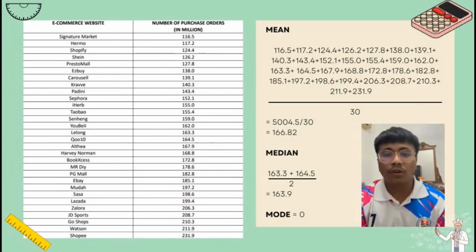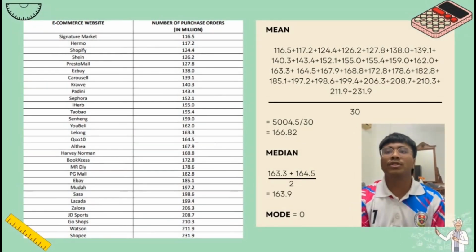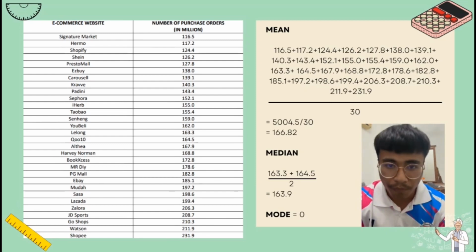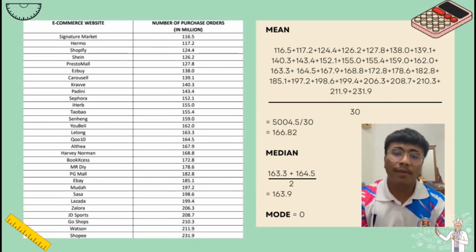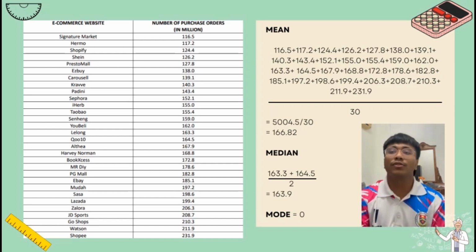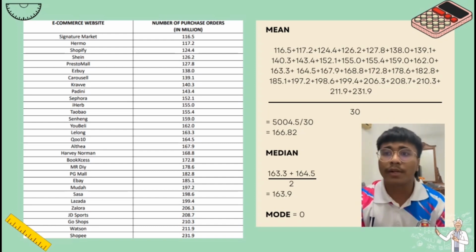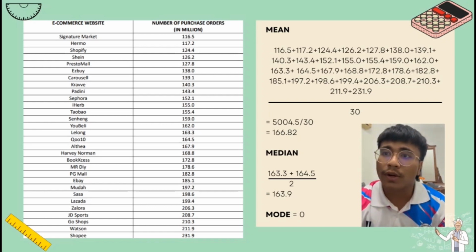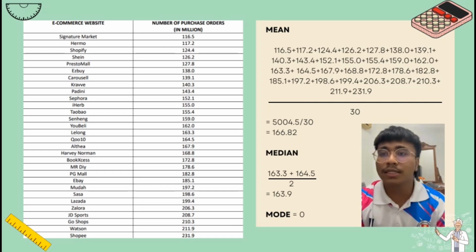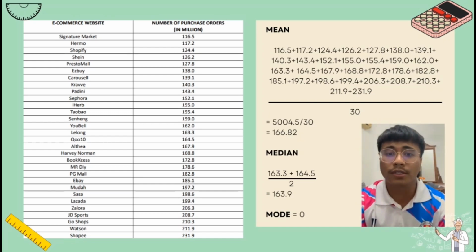Next, for the number of purchase orders, we also search for the same measures: mean, median and mode. The formula is the same but the answer is different. For the mean, same formula, divided by 30, we got 5004.5 divided by 30. So the mean for the number of purchase orders is 166.82.